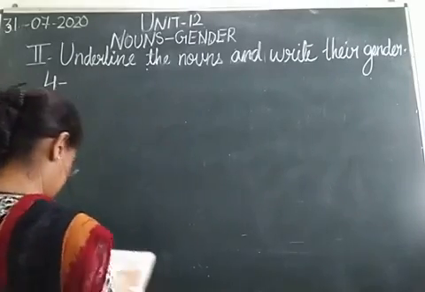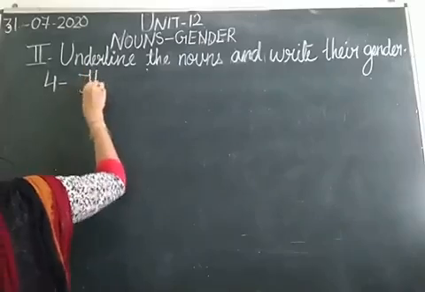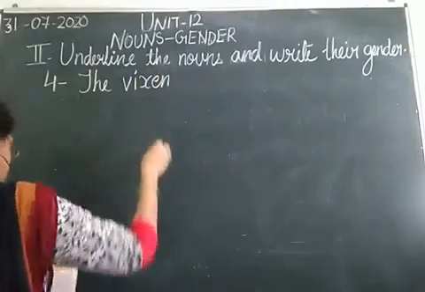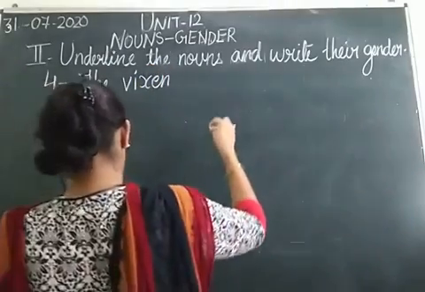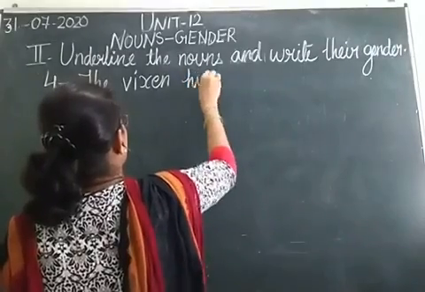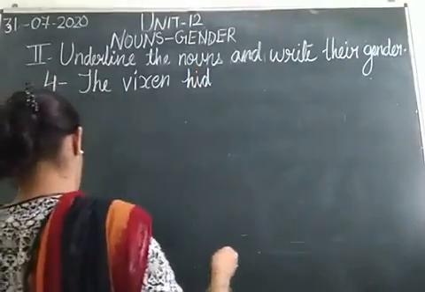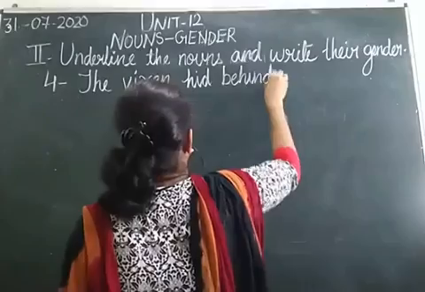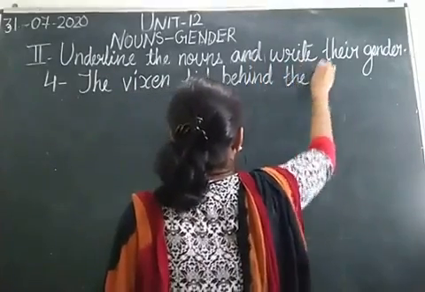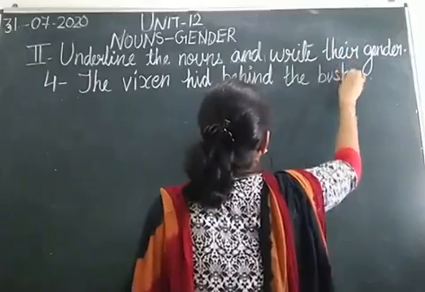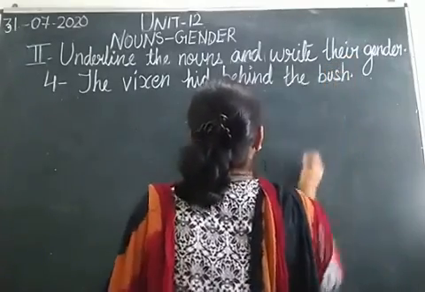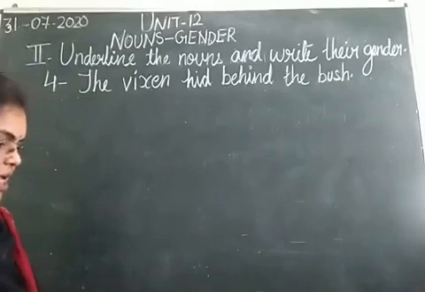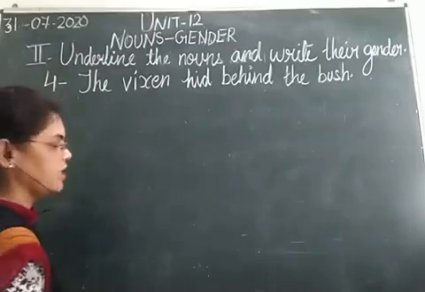The fourth sentence is the vixen hid behind the bush. The vixen hid behind the bush. Our sentence is the vixen hid behind the bush.